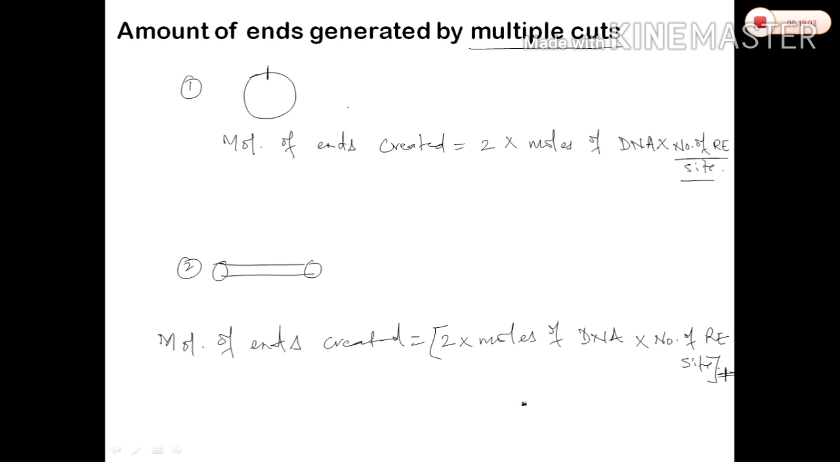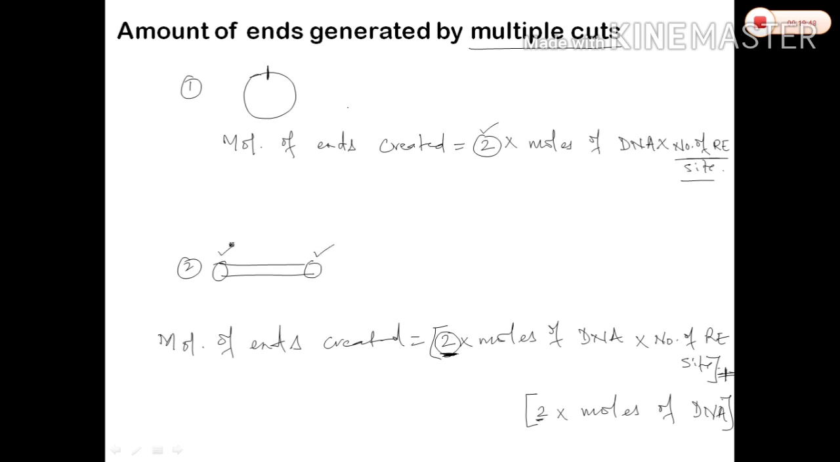So here we add the moles of the ends they already have. So how many ends are already there? 2 into moles of DNA which is initially present. Why are we using this 2 here? Because after every cut we generate two ends, right? So in the circular DNA we generate two ends, that's why this is 2. But here, this 2 represents the ends they are already having.